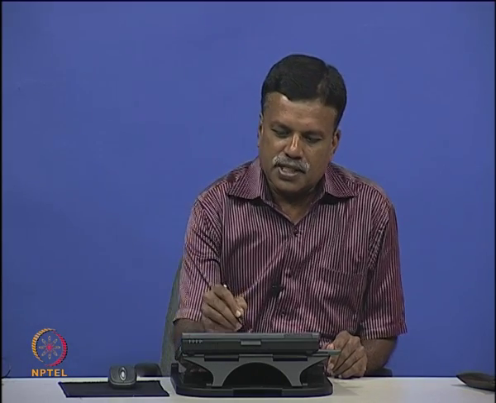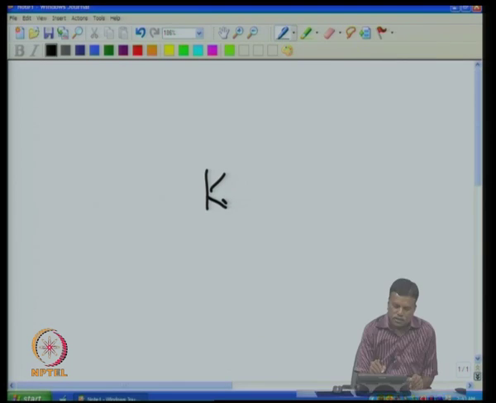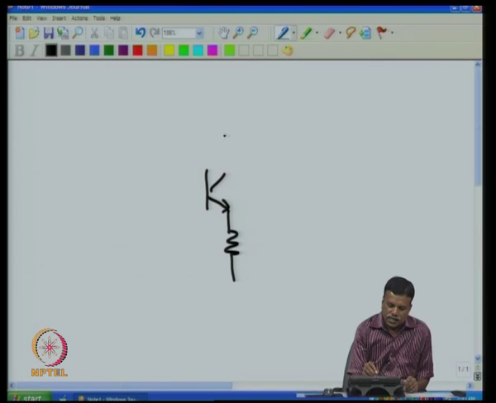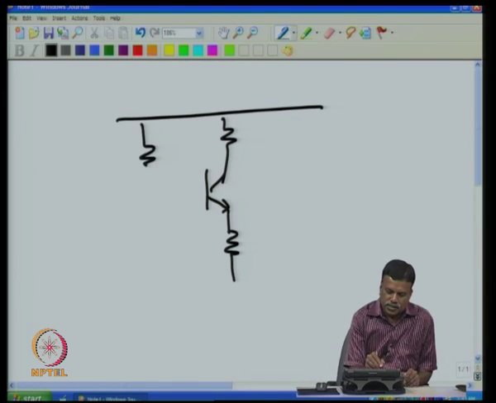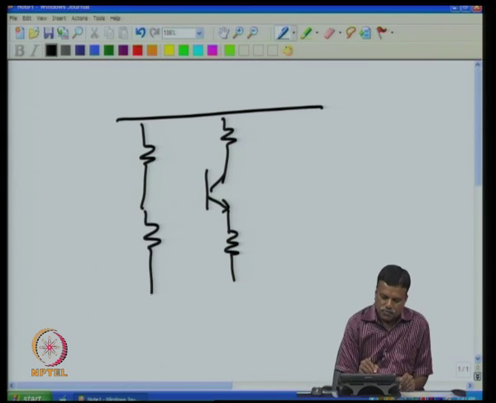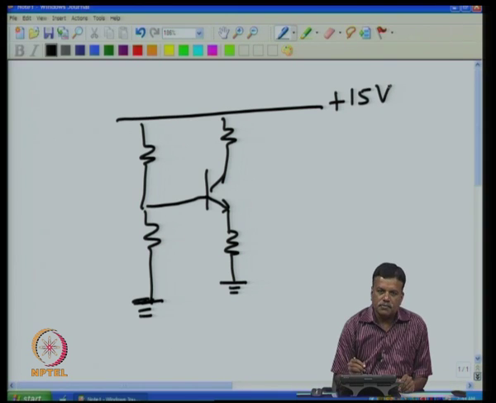In the previous class we talked about the transistor amplifier. If I have a transistor and I want to amplify an AC signal, then we had this kind of circuit. You had these resistors, here it is grounded, and then we connect the base to this, then we are given a supply voltage here.